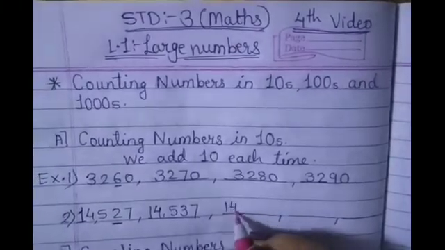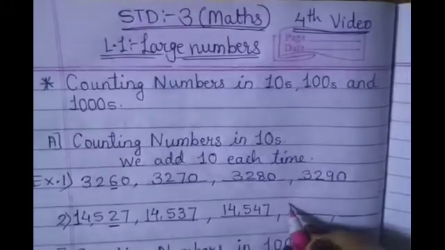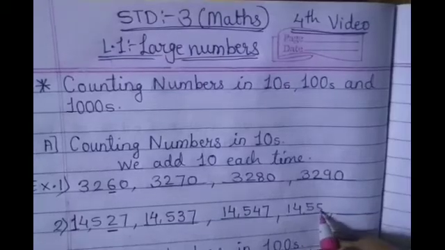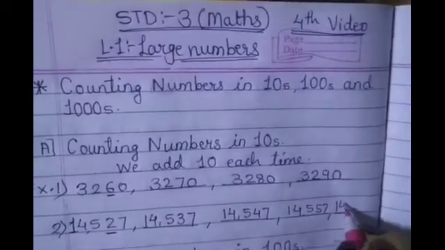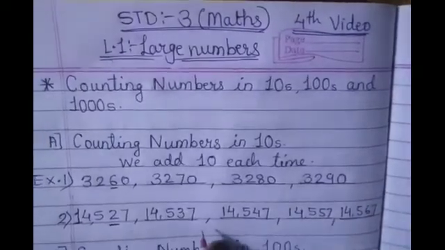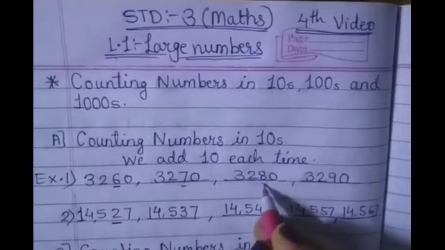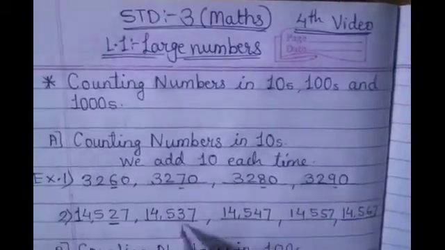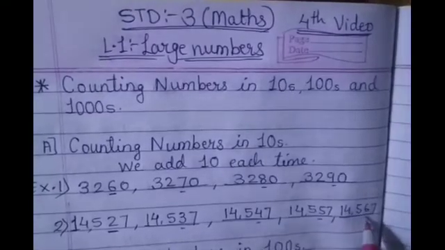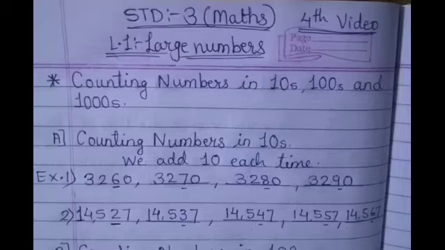Next will be 14,547, 14,557 and 14,567. Each time you can see here tens places are changing. Okay, we are increasing them by 1 each time when we count the numbers in tens.